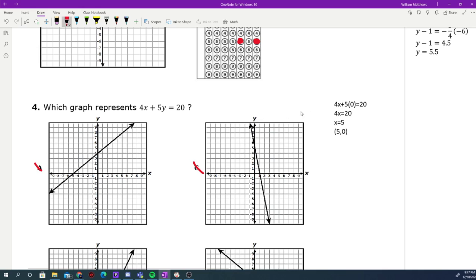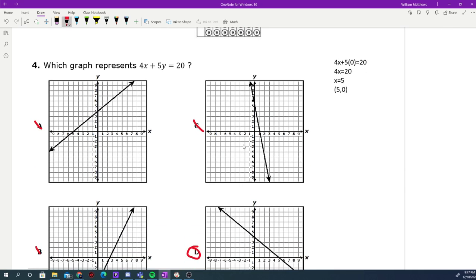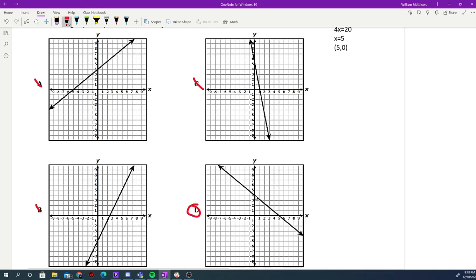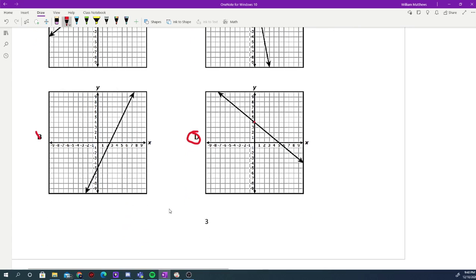I could do the same thing plugging in my x value of 0 for my y-intercept to find that my y-intercept value should be 4. So we would go up. We can tell that it crosses through 4. So that's if you need to continue on.